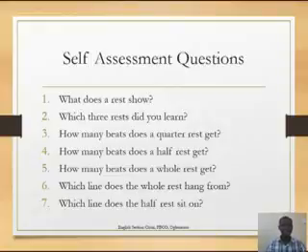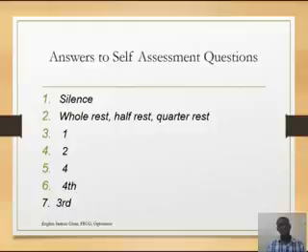They are self-assessment questions. Number 1, what does the rest show? Number 2, which 3 rests did you learn? Number 3, how many beats does a quarter rest get? Number 4, how many beats does a half rest get? Number 5, how many beats does a whole rest get? Number 6, which line does a whole rest hang from? And number 7, which line does a half rest sit on? If you are able to answer these, you should be able to obtain these following answers.